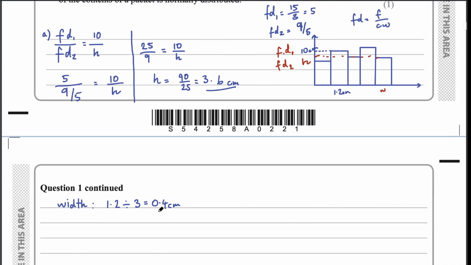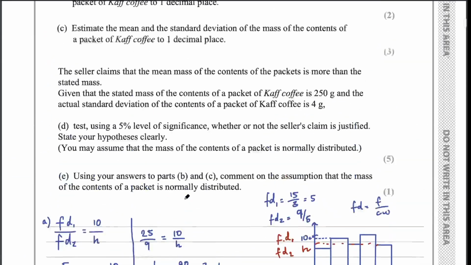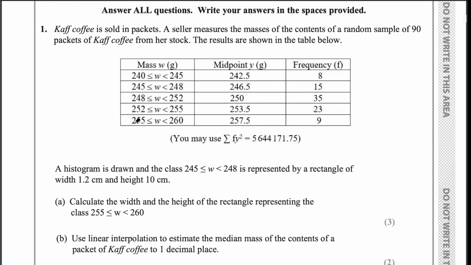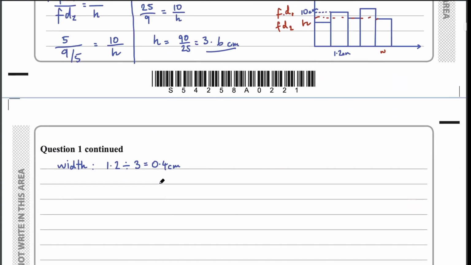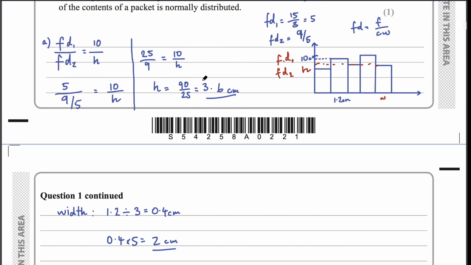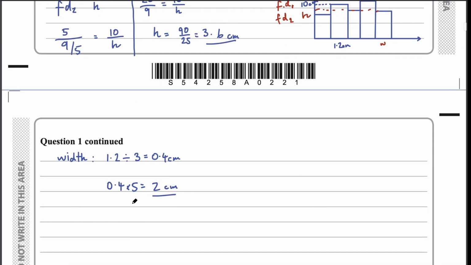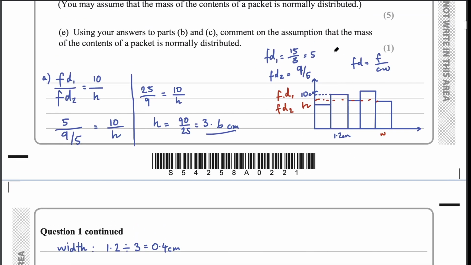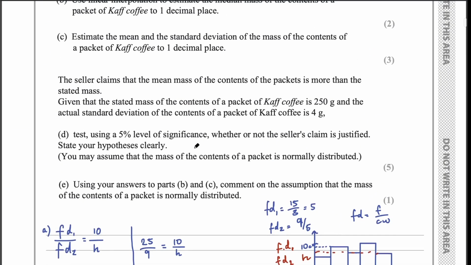And then we can apply that to the final interval. So if we've got 0.4 centimeters per gram, we've got 5 grams in this interval here. So that's going to be 0.4 times 5, which would be 2 centimeters. Okay, so there we have the height and the width. As I said, don't bother drawing a histogram in your answer. That was just for my explanation purposes. Okay, so that was part A.